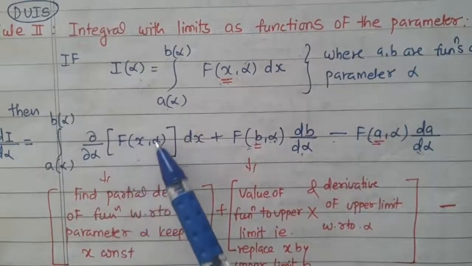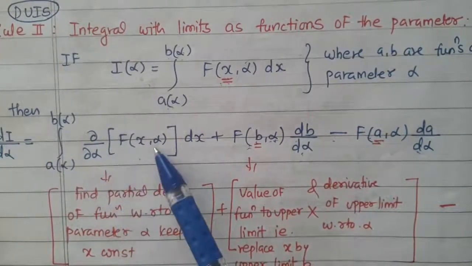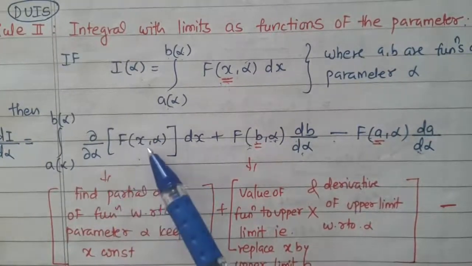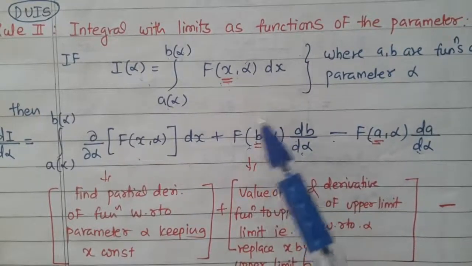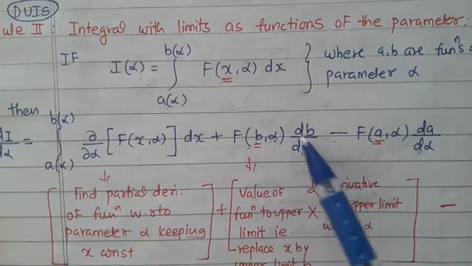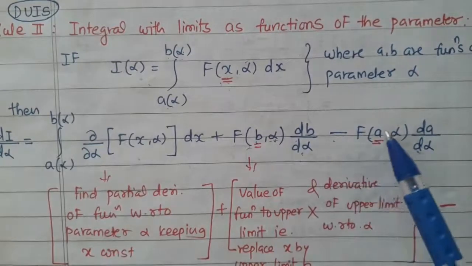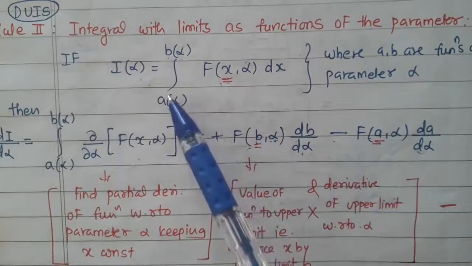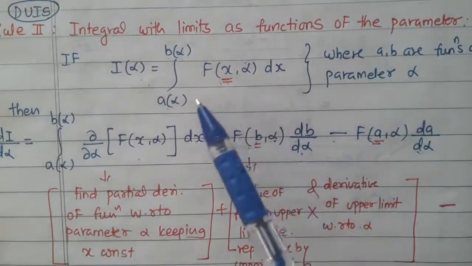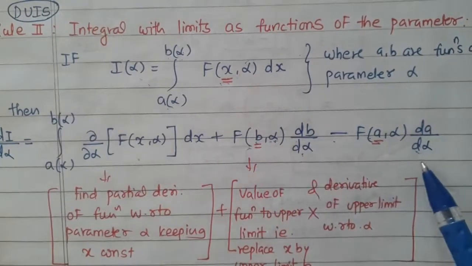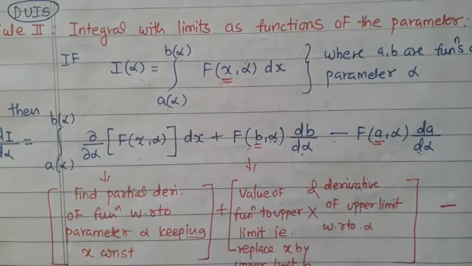While finding the partial derivative of this function with respect to alpha, you have to keep x totally as a constant and then you will get some function here. After replacing the upper limit in this function, you will get some function here. Find the derivative of the upper limit with respect to the parameter, minus here the value of the function at the lower limit and here the derivative of this lower limit with respect to the parameter alpha. So you can use this Leibniz rule 2 to solve the examples.